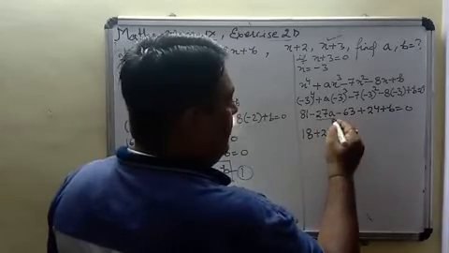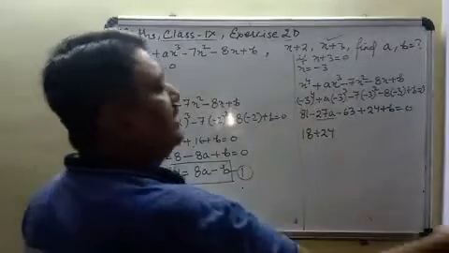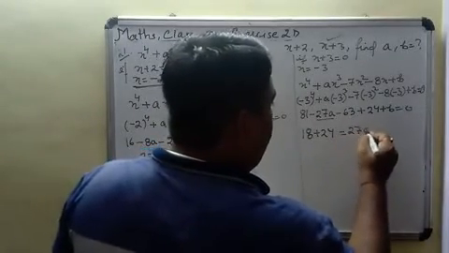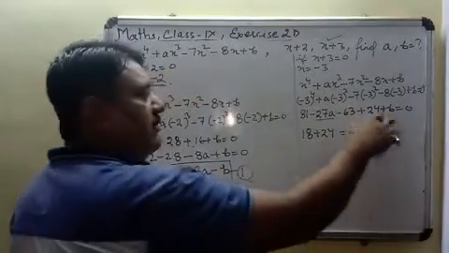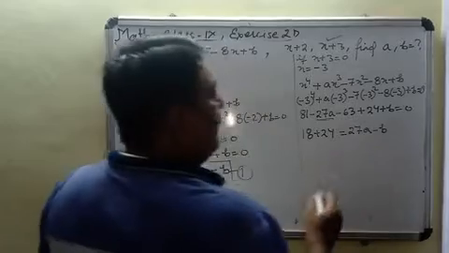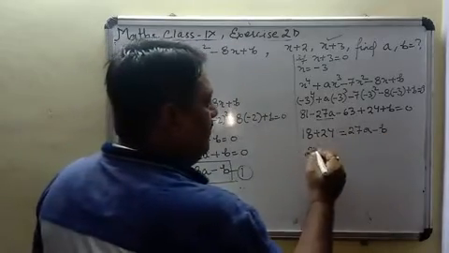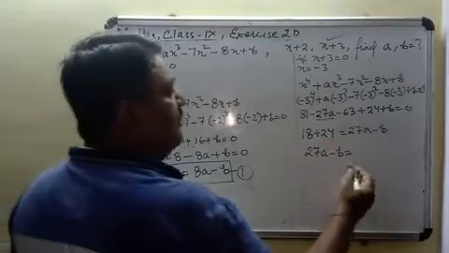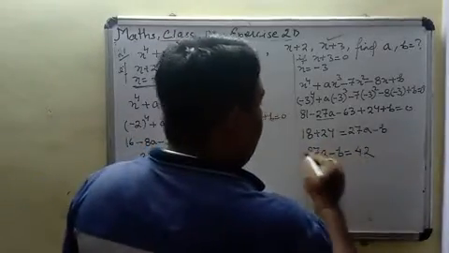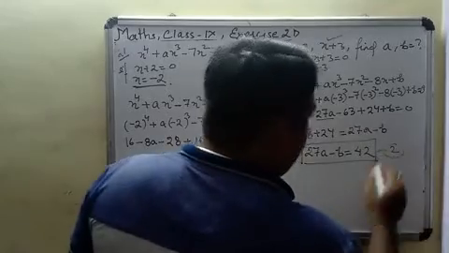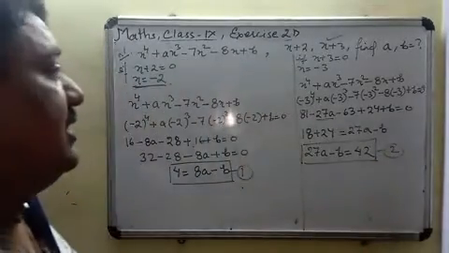Now I am taking this minus 27 to the other side. This will become plus 27a, and this b also has been taken onto the other side. This will become minus b. So we can say that 27a minus b will be equal to 18 plus 24, which becomes 42. This is equation number 2 we have obtained by putting x equals minus 3 over here.